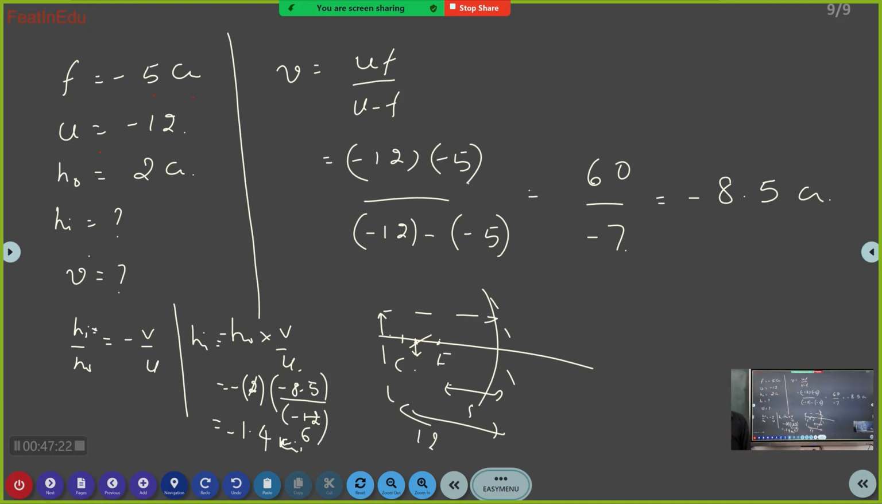It is diminished now. Before it was 2 centimeters, now it is 1.4. And you get a minus sign. Minus sign means it is inverted. Got it? You understood how to use the formula? Fine. Okay.